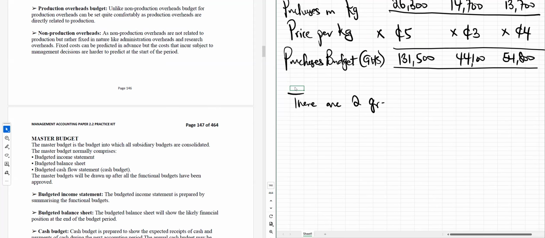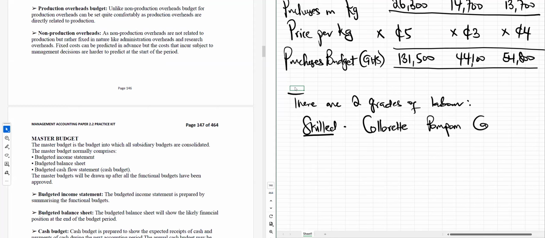There are 2 grades of labor, right? We have skilled labor. Are you getting it? You have skilled labor. And then under skilled labor, we have Colorette, Pom-Pom, and Cacti. Okay, this is what we have.